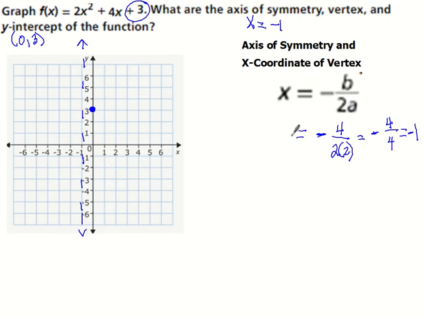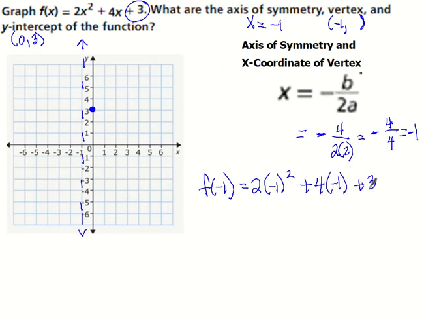And then this is the x of my vertex. Since my vertex is going to be a point, it would be negative 1 comma something. What we're going to do to find the y is plug it into the function. So we'll go f of negative 1, because that's what we're trying to find. We'll go 2 times negative 1 squared plus 4 times negative 1 plus 3.